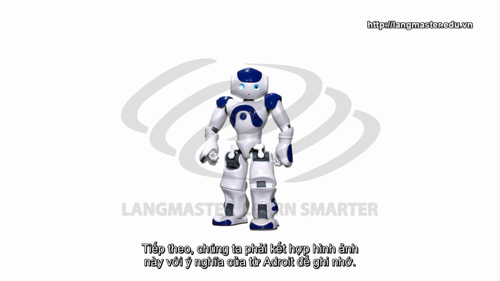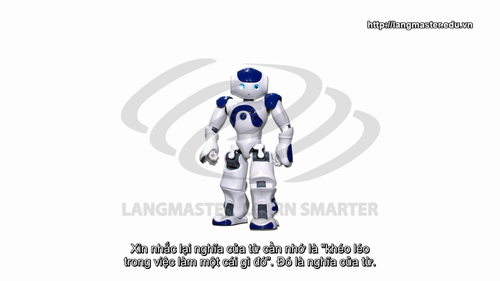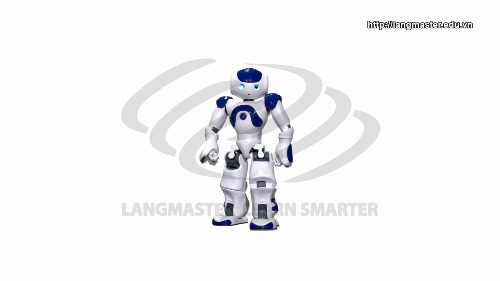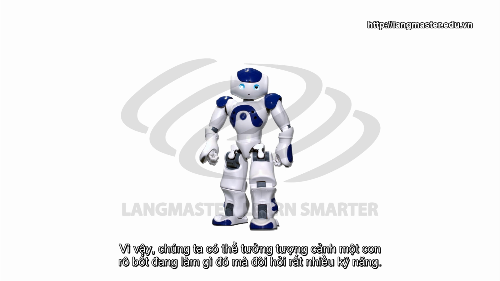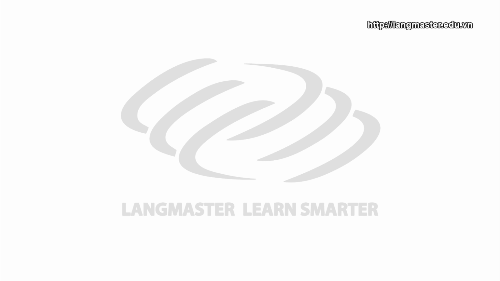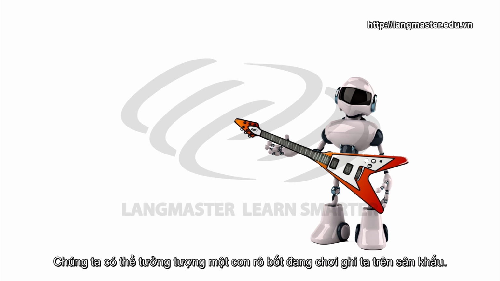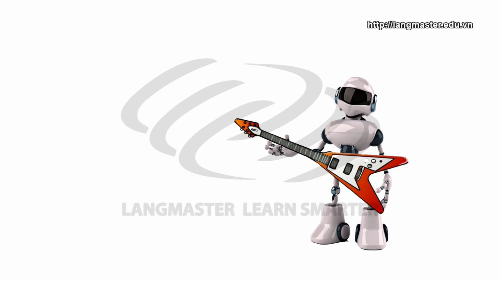Next, we have to associate this image to the meaning of the word that we want to remember. And again, the meaning is skillful at something. That's the meaning. So perhaps we can imagine the android doing something that requires a lot of skill. Maybe we can imagine the android playing the guitar on stage.